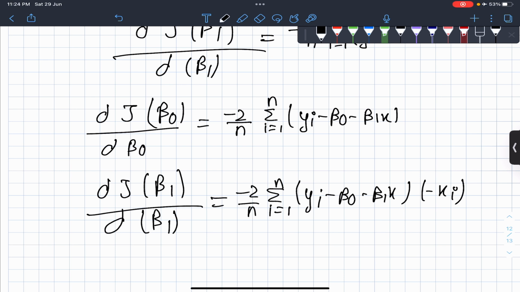Now I'm closing this video, and we'll see in the next lecture how we will use this function to minimize our cost function using gradient descent.